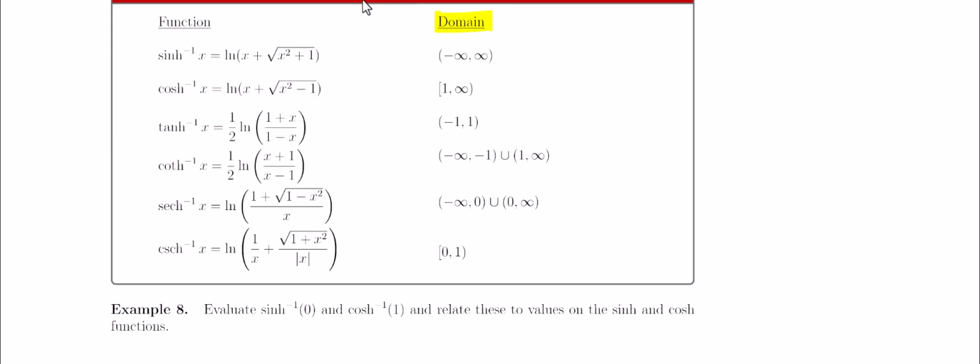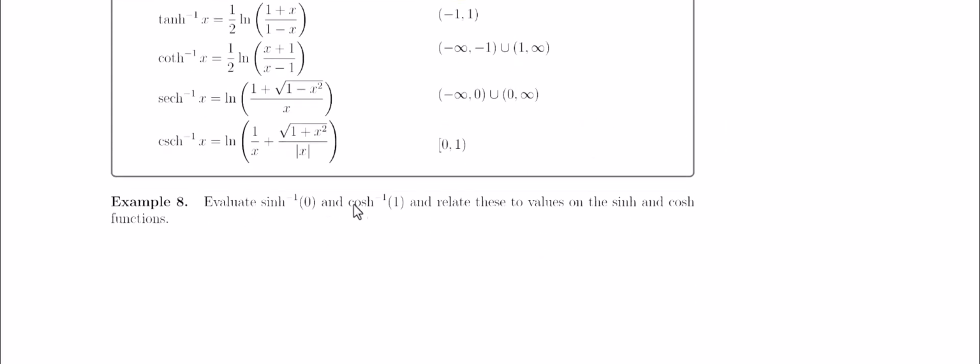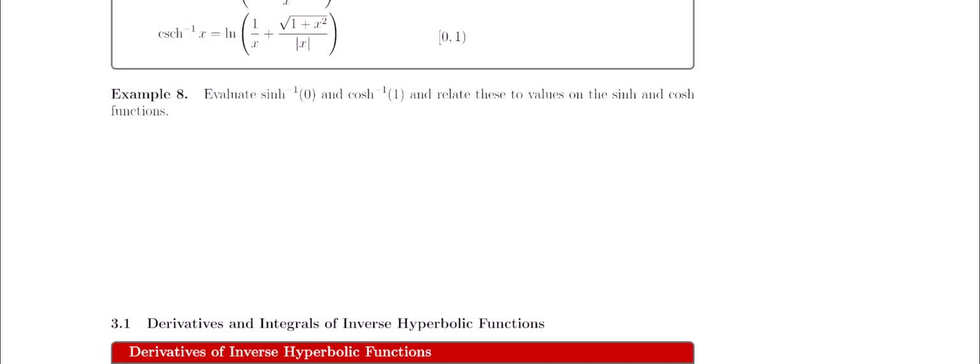Now, for a little bit of practice, let's see if we can evaluate the inverse of the hyperbolic sine at 0 and the inverse of the hyperbolic cosine at 1, and relate these values to the sinh and the cosh. This seems a little bit tricky, but at its core, what we're doing is taking a look at a function and its inverse. So let's see, what will be the sinh inverse of 0?